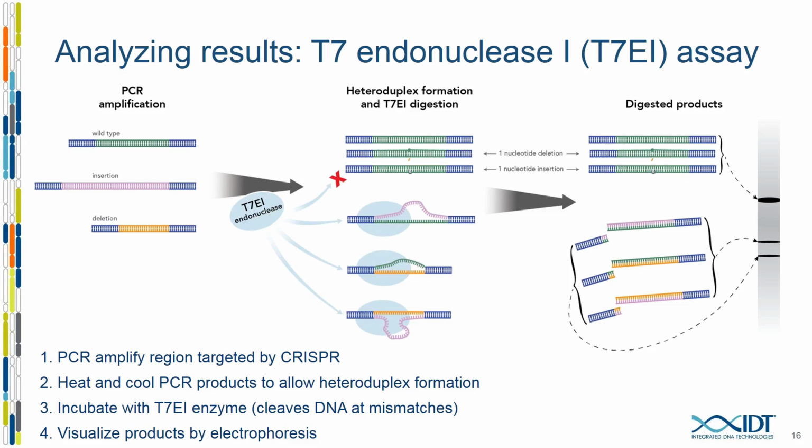To be absolutely sure of what those edits are, typically Sanger sequencing or next generation sequencing is still the best method to confirm exactly what the products of those edited cells will be.